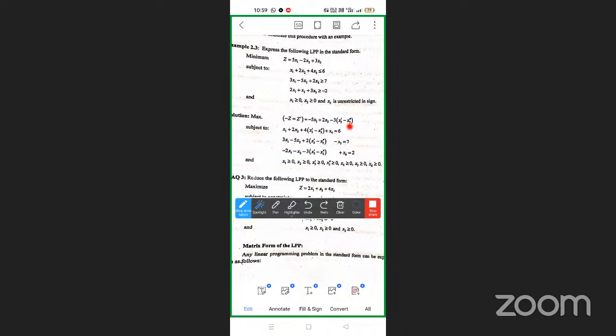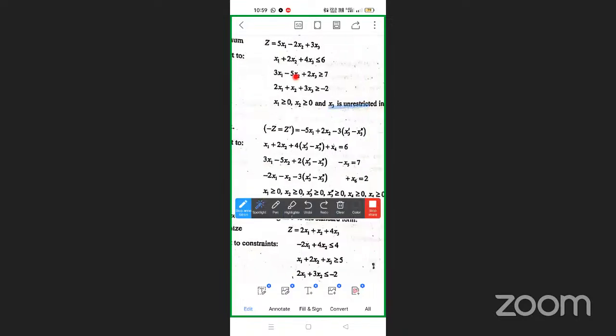So first we convert minimization to maximization, multiplying both sides by minus, so that is maximum of z dash is equal to minus 5x1 plus 2x2 minus 3. For the unrestricted sign, replace x3 with x3 dash minus x3 double dash. So this is the unrestricted sign case. Next, subject to the constraints.